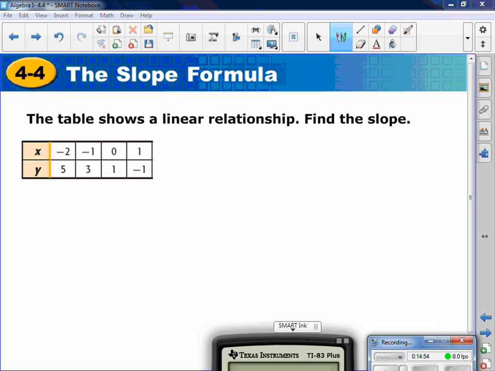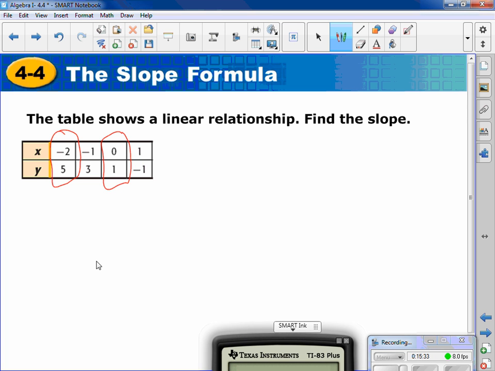I'm not given points. I'm not given a graph. I'm given a table. I want to find the slope. I have x values of -2, -1, 0, 1. I have y values as 5, 3, 1, -1. The nice thing about a table, there's a bunch of different ways I can do this. Give me a point, a set of points on here. -2, 5. That's one set of points. Give me another one. 0, 1.